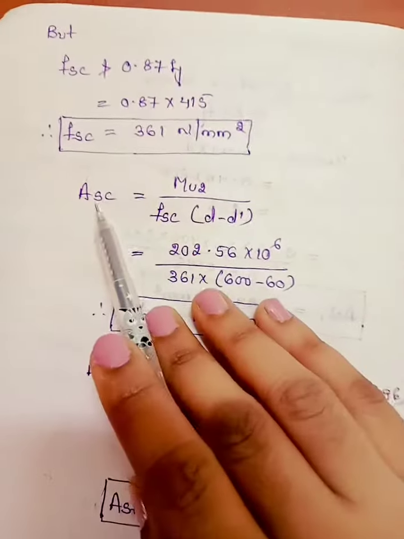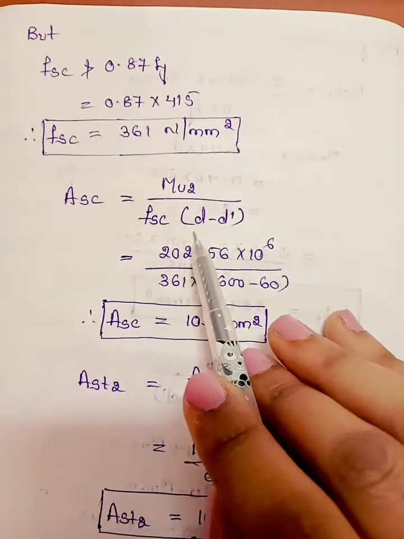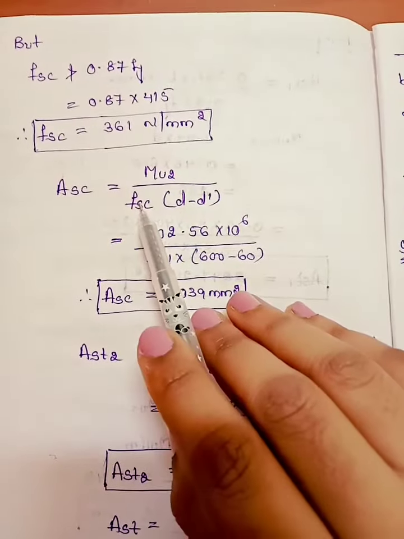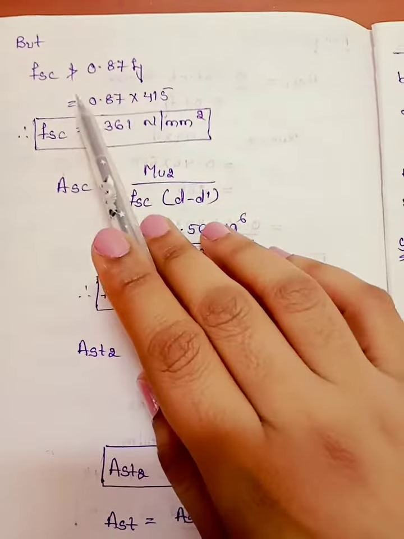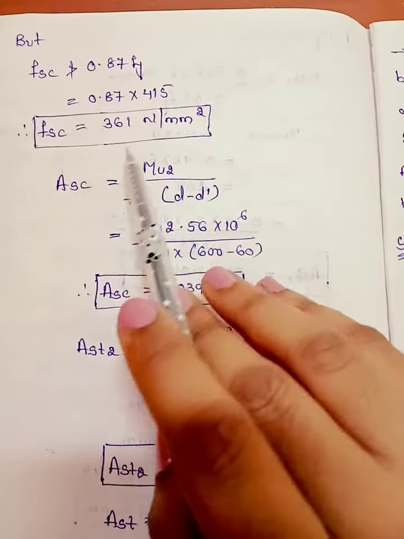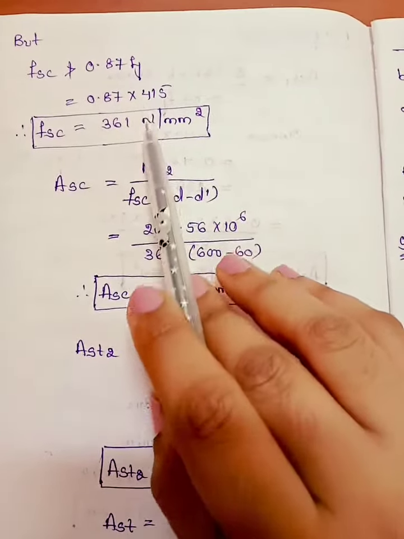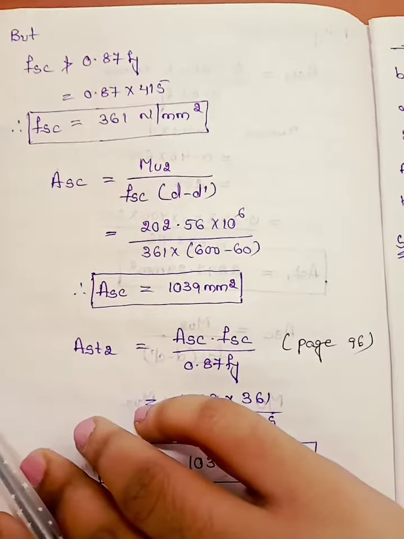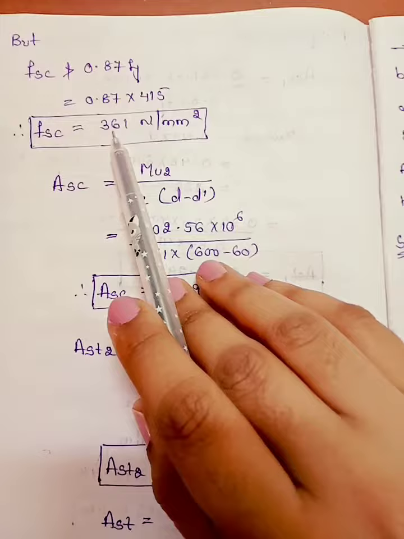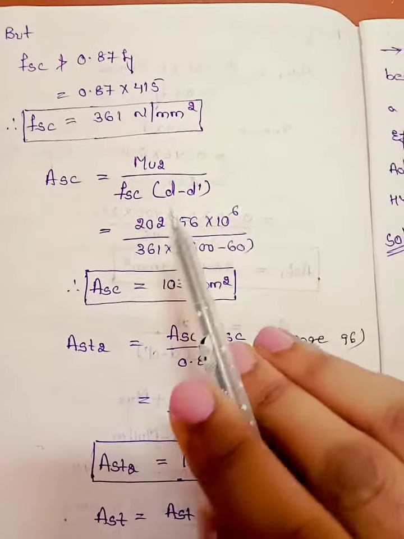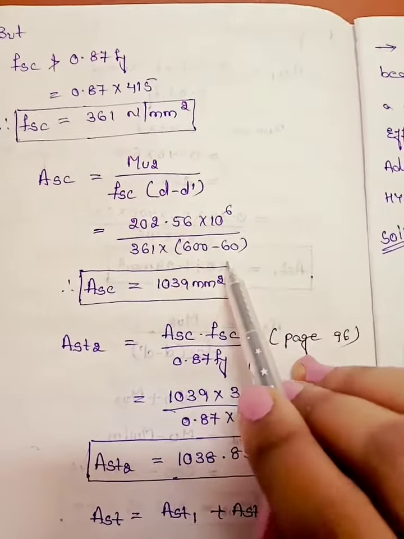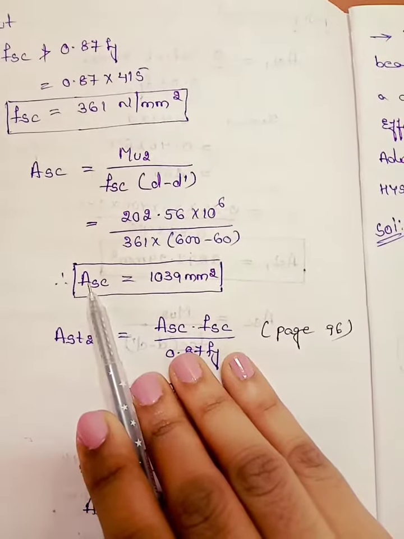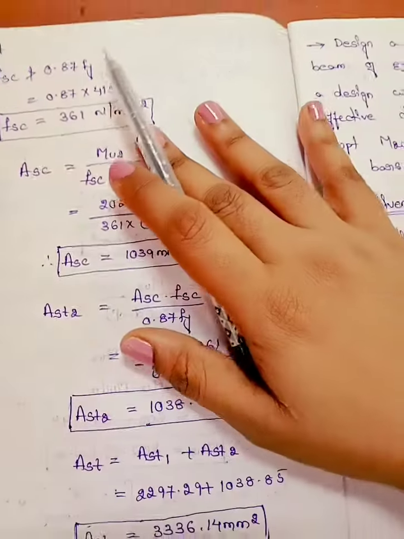We'll see that. So ASC is equals to Mu2 by FSC into D minus D dash, right? So Mu2 we have calculated, substitute that value. FSC also we have calculated. As it should not be greater than 0.87 Fy, we need to take this 361 Newton per mm square. In the previous step, if we had got less than this, we would have taken that value only. As it is greater, we are taking this 361 Newton per mm square. So D value, you know, D dash, you know, substitute all the values, you will be getting the ASC value. So it is 1039 mm square.